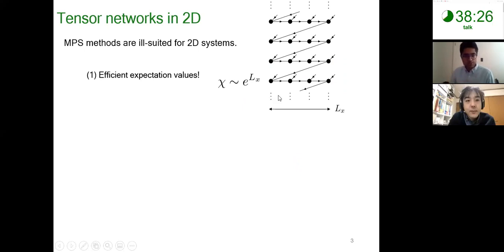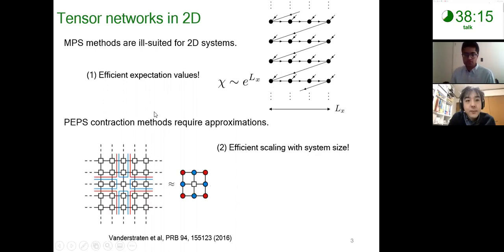This is contrasted, however, with the fact that MPSs are very good at efficiently finding expectation values, as the cost of finding an expectation value scales as the bond dimension cubed. On the other hand, we can consider native 2-dimensional geometries for our tensor networks, such as the PEPS, where now we have efficient scaling with system size, but on the other hand, we have the drawback that contracting these PEPS tensor networks requires approximations, such as corner transfer matrix methods or boundary MPS methods.